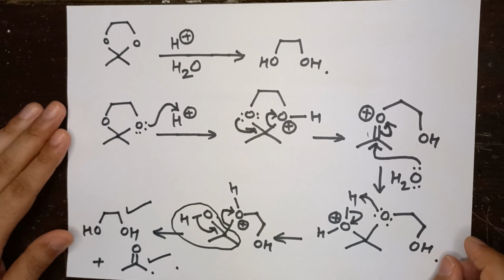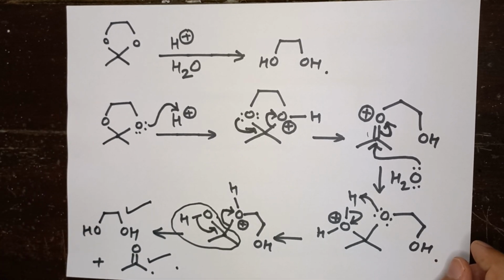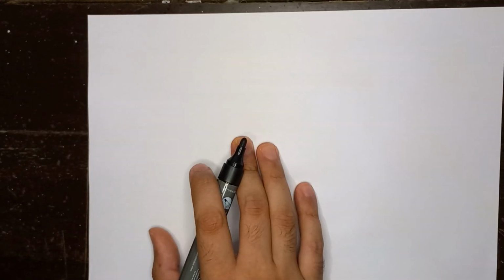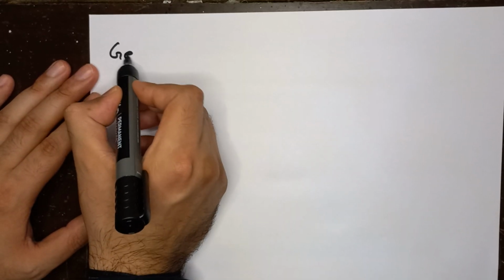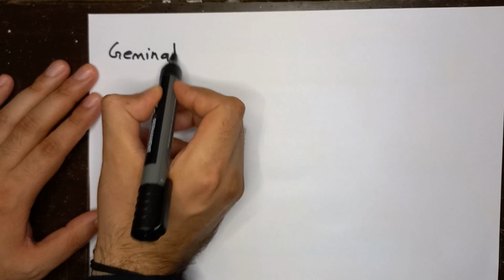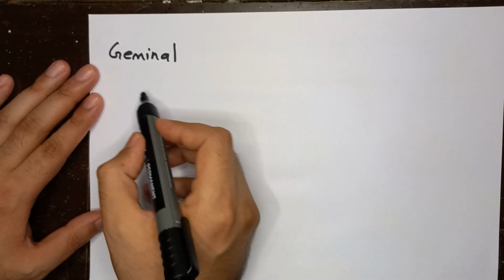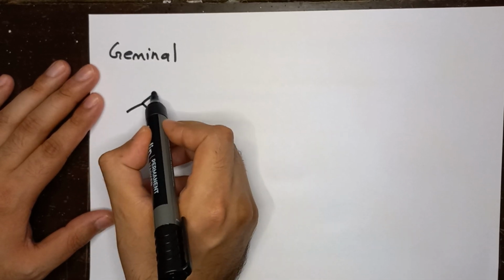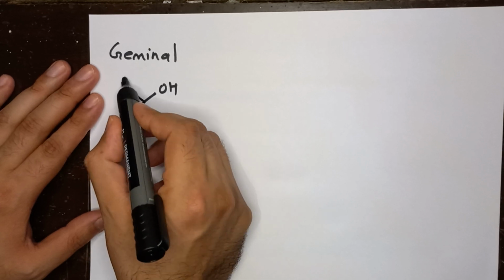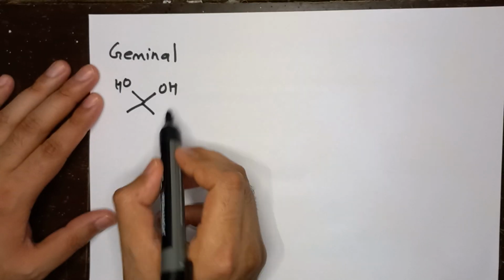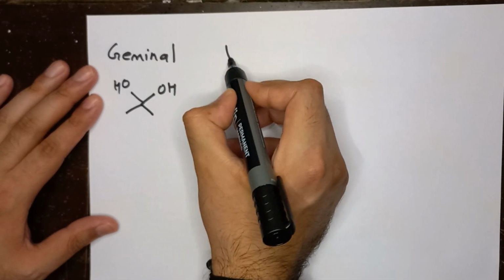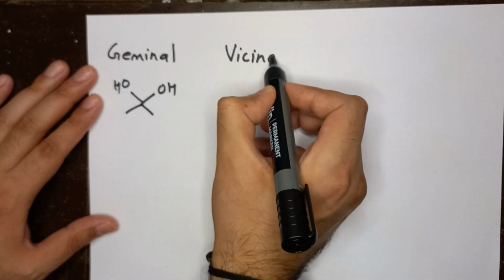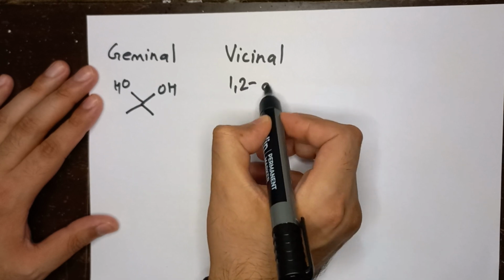So this was the mechanism for deprotection of diol. Okay, so we have a geminal diol, where two OH groups are present at the same carbon. And we generally do not protect this kind of geminal diols. We have a vicinal diol, that is a 1,2 diol.